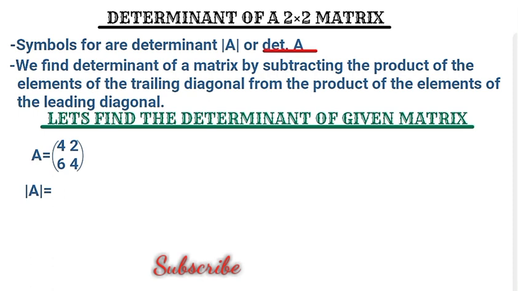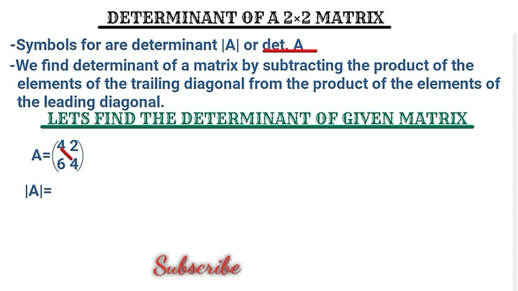Then what I'm going to do is identify the leading diagonal, or the elements that form the leading diagonal, which are these 4 on top and 4 down. They form a leading diagonal. So I'm going to multiply those.